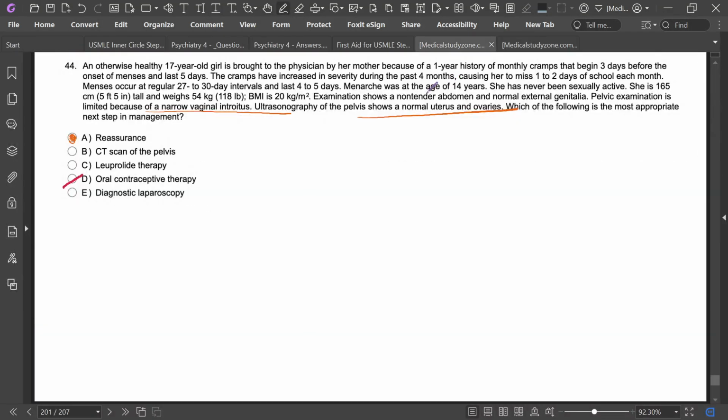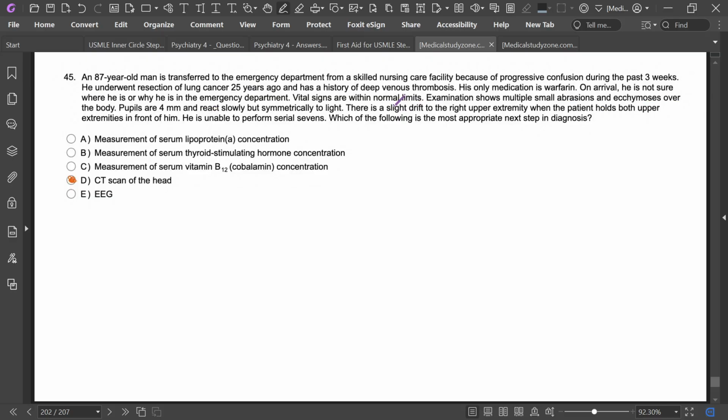An 87-year-old man is transferred to the ED from a skilled nursing care facility because of progressive confusion during the past 3 weeks. He underwent resection of a lung cancer 25 years ago and has a history of DVT. His only medication is warfarin. On arrival, he's not sure where he is or why he is in the ED. Vital signs are normal. Exam shows multiple small abrasions and ecchymosis over the body.